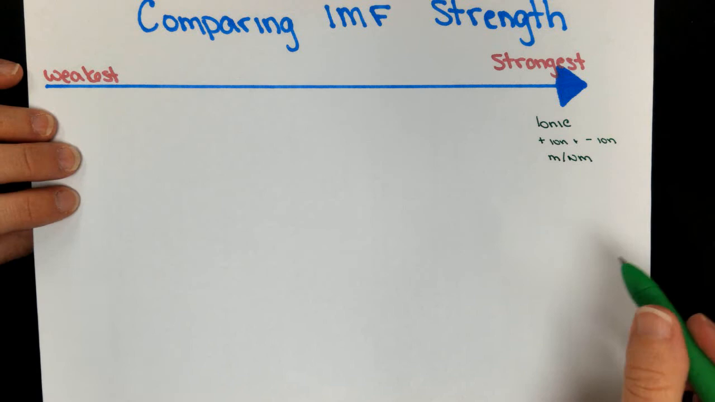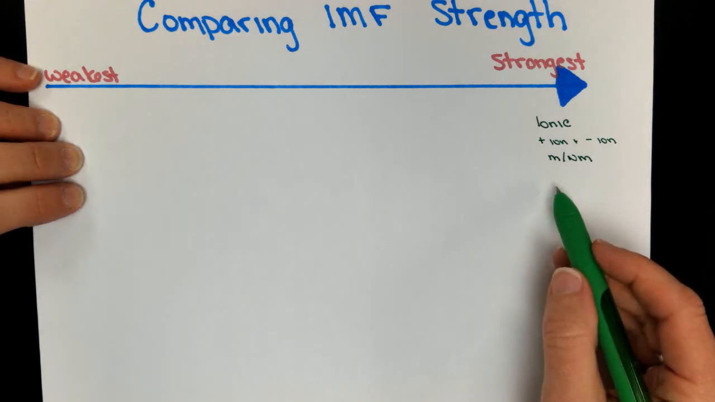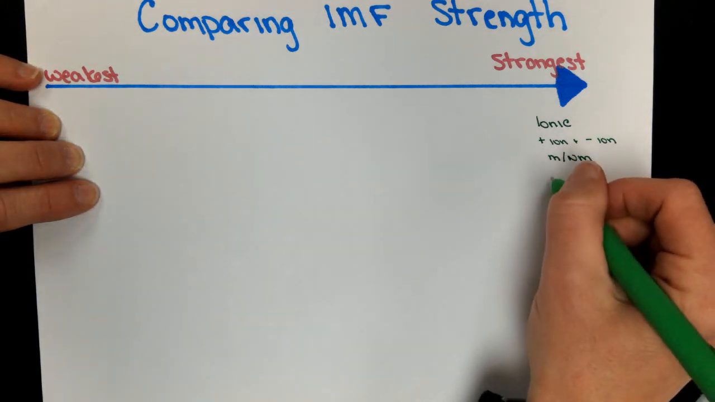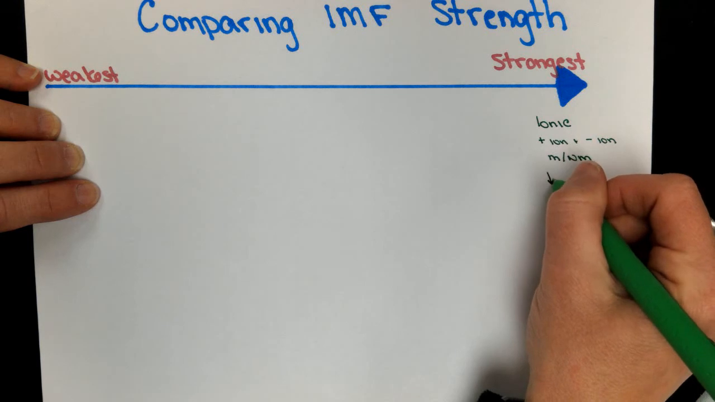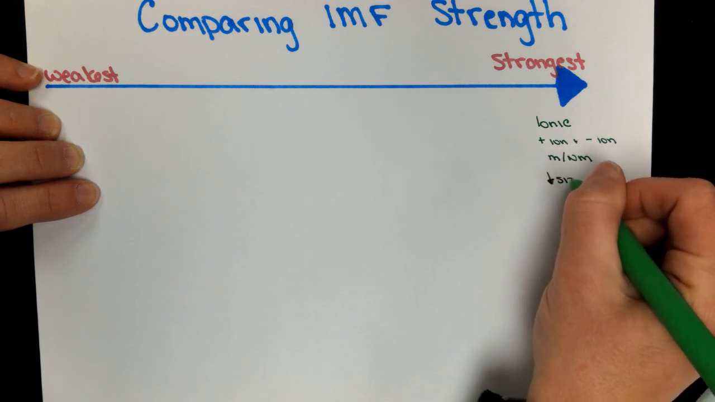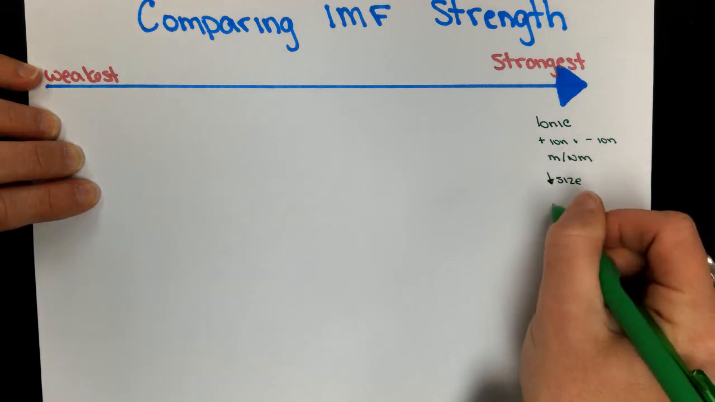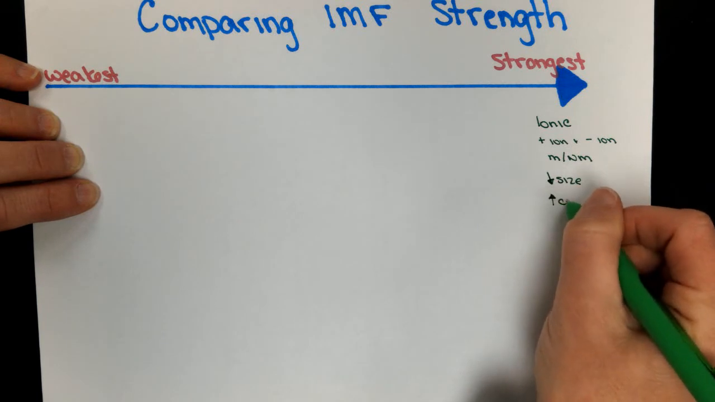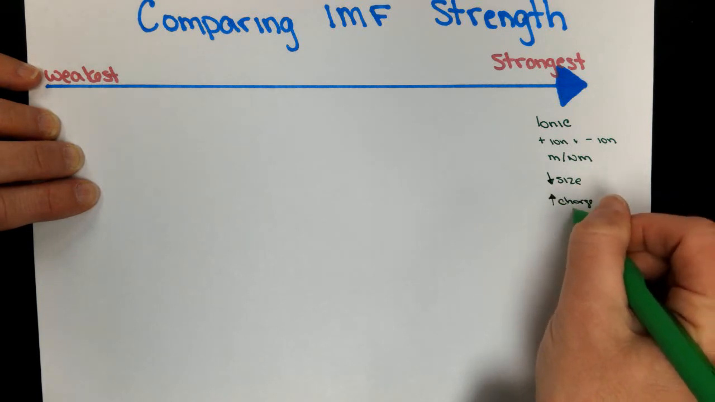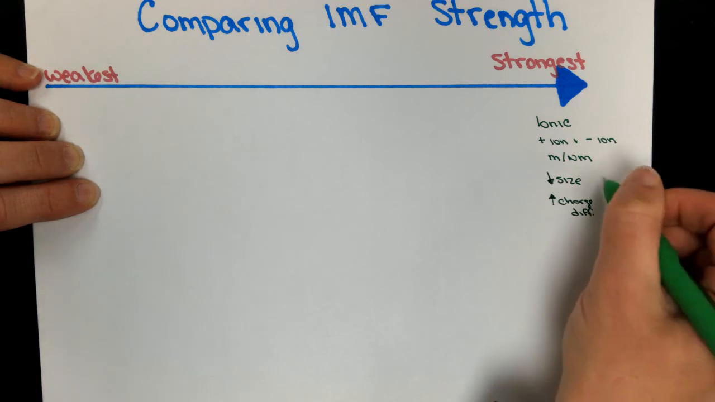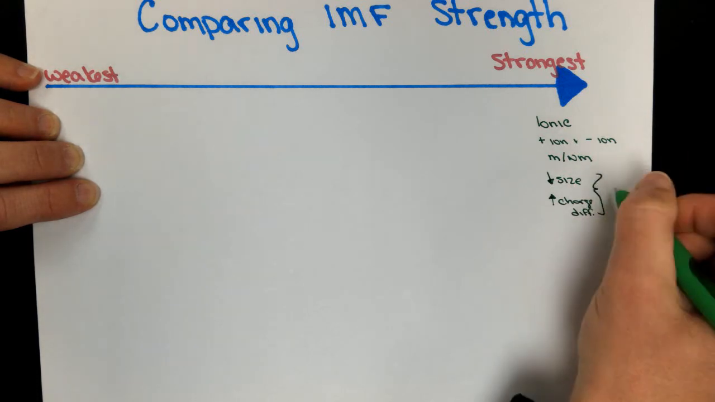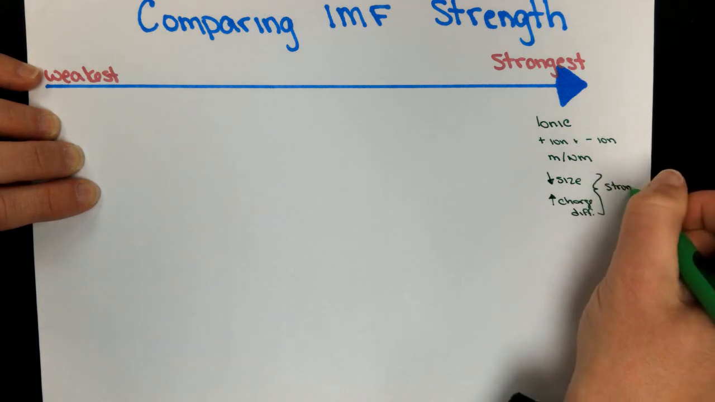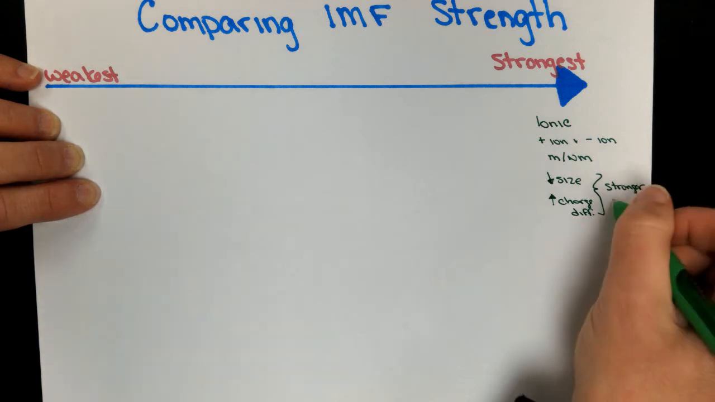There are two ways that we could compare ionic compounds. We said that if they were a smaller size, or if they had a greater charge difference, they were going to be stronger ionic bonds. Okay?